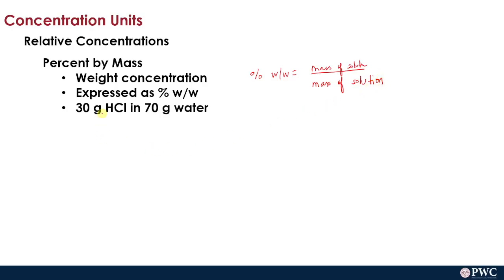So first, it's important to identify which one is the solute and which is the solvent. Again, the solute is the one being dissolved in the solution. Meanwhile, the solvent is commonly the one in greater amount. So for example, over here we have 70 grams of water, so this one is the solvent. Meanwhile, HCl is the solute. The solute and the solvent make up the solution.